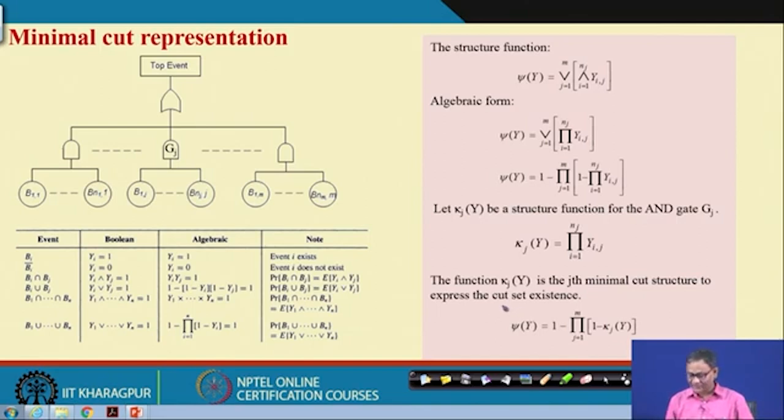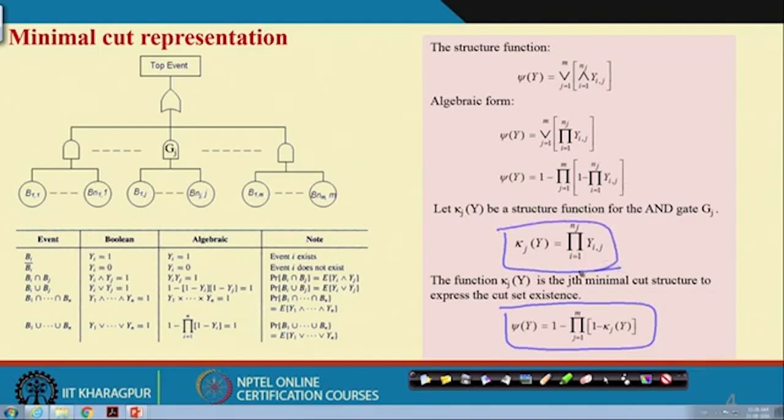So, what happened? This is the final form, and this one is the structure function for the AND gate. Once you know this, given a fault tree, you can very easily find out the final structure function. So, that is what we will see now.